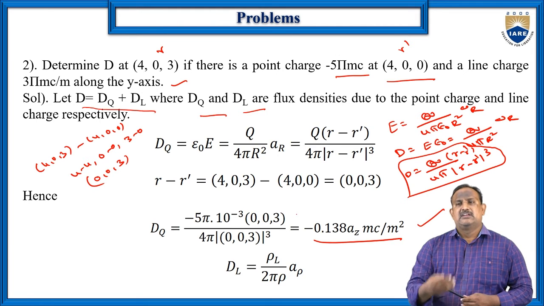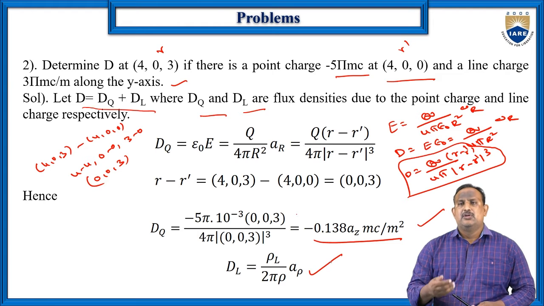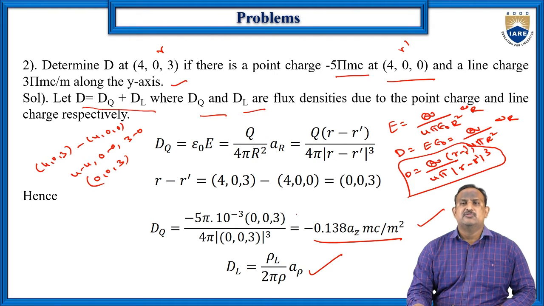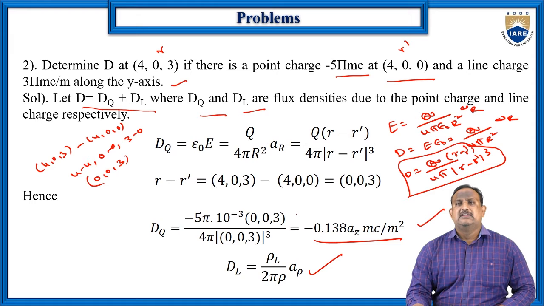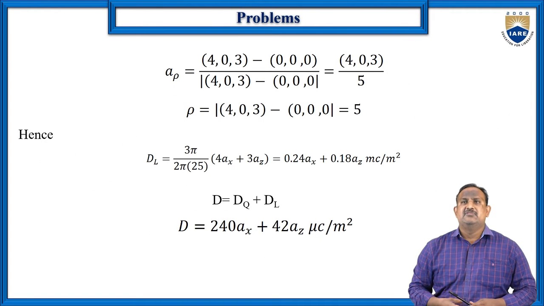Now we need to find out the electric flux density due to line charge. We have the formula: the electric flux density due to line charge is Dl equal to rho l by 2 pi rho into a rho. So here rho l is given as 3 pi millicoulombs per meter, and a rho is a unit vector. We need to find out the unit vector, and we need to find out the distance between the 2 points.